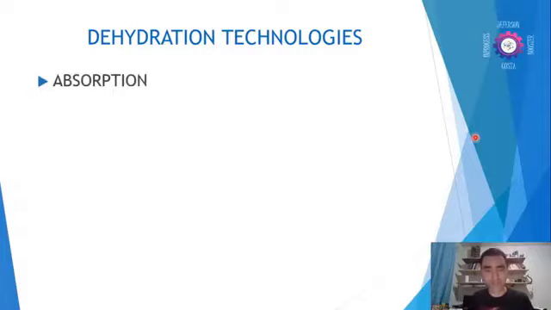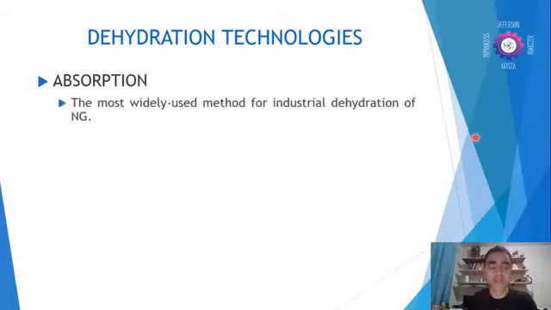And finally, we have the absorption process, or the absorption technologies. And for sure, according to the characteristics, it is the most used method for industrial dehydration of natural gas when we are talking about transmission or transportation of natural gas. We are not talking about natural gas to be liquefied or for other applications. We are talking about the natural gas to be transported.